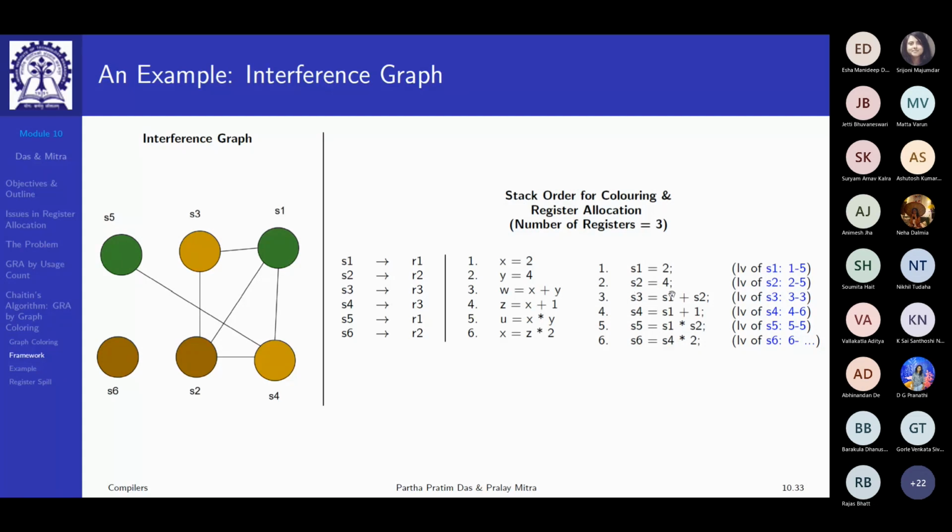Similarly, S2, which ranges from 2 to 5, will have an interference with S3 and S4. Interference with S1 has already been established from S1. And finally, when you have S6, since its live range is not closed yet and does not interfere with anything in this region, S6 does not have a neighbor.